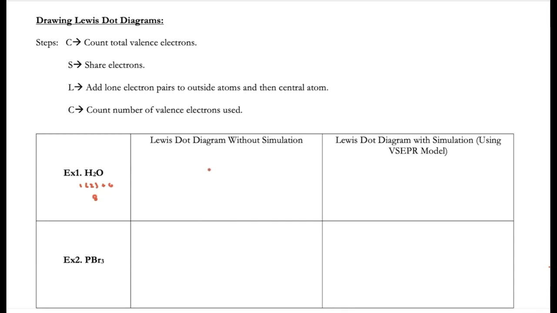Next, I need to share electrons. So oxygen is going to be my central atom here, and I'm going to share electrons like this. All right. So this is a covalent bond. This bond right here represents 2 electrons that are being shared between oxygen and hydrogen, right? Because this is going to be a covalent molecule. They're sharing electrons between them.